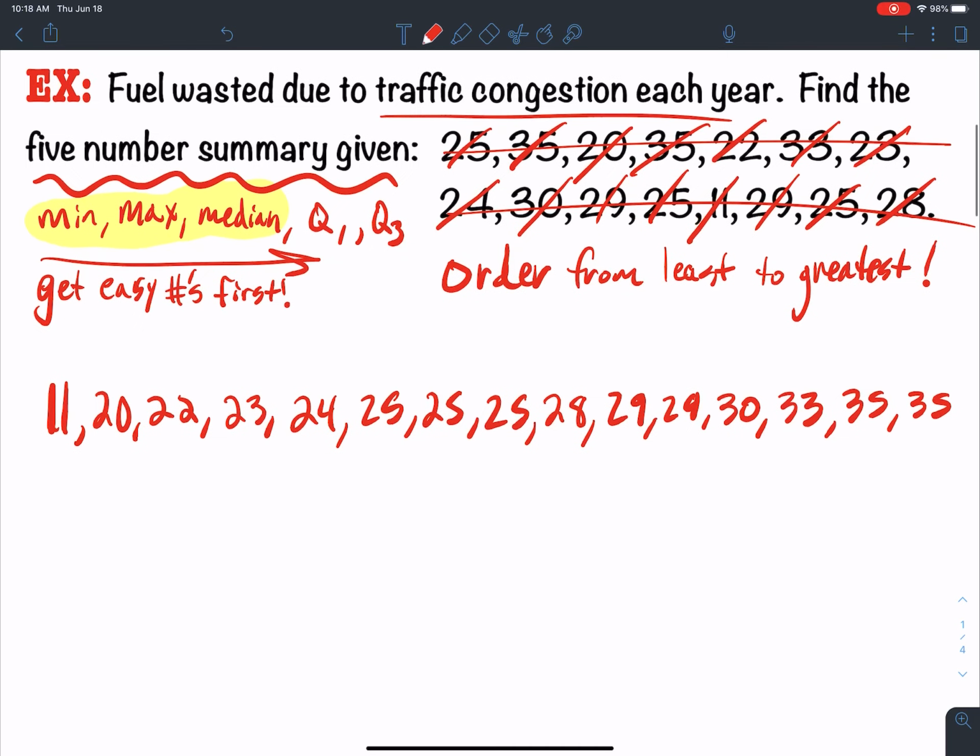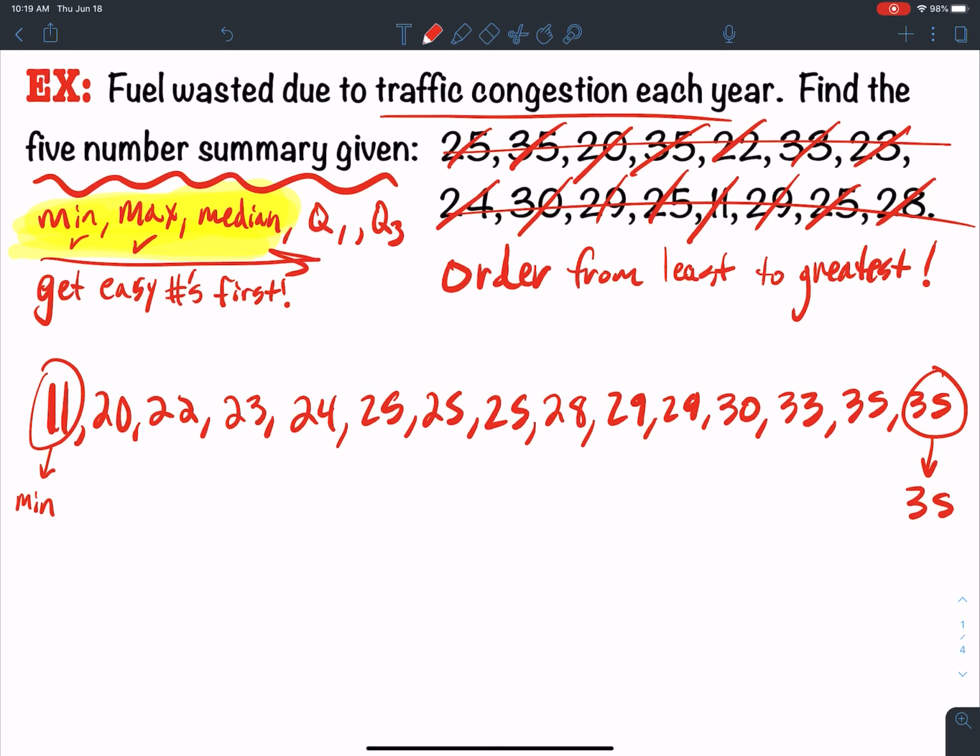So get them in this order that we're talking about here. The first one is the minimum. We can write that out. Minimum's 11. Next one is the max. The max, this is the biggest one. That's 35.